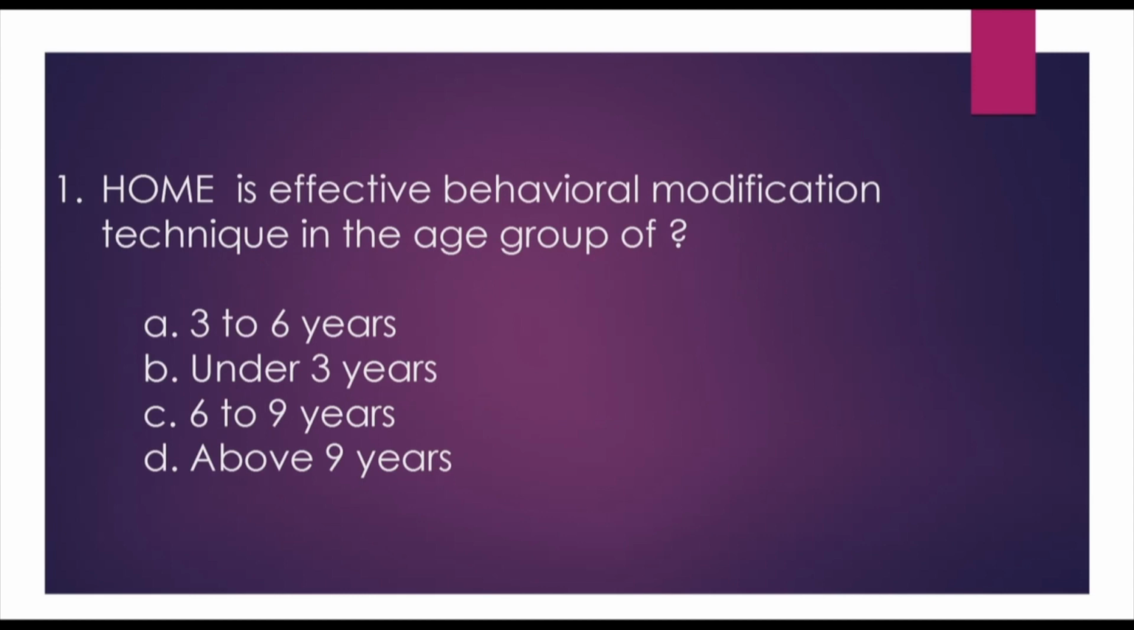The first question is, HOME is an effective behavioral modification technique in the age group of what? Option A, 3 to 6 years, option B, under 3 years, option C, 6 to 9 years, option D, above 9 years. So before answering this question, let's see what HOME is.